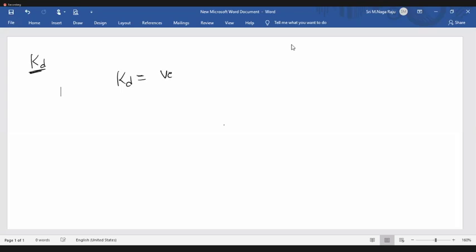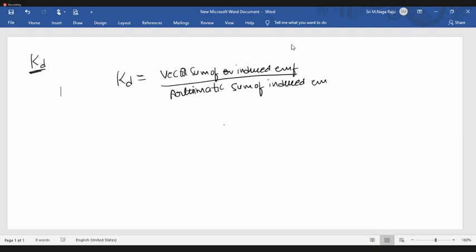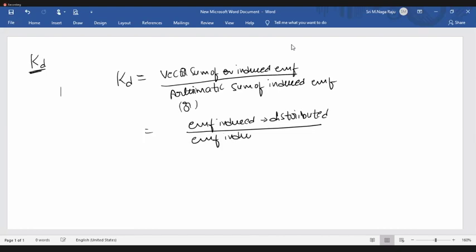Okay. So Kd is vector sum of induced EMF by arithmetic sum of induced EMF, or it is the EMF induced when the winding is distributed by the EMF induced when the winding is concentrated. We can use any of these two formulas.